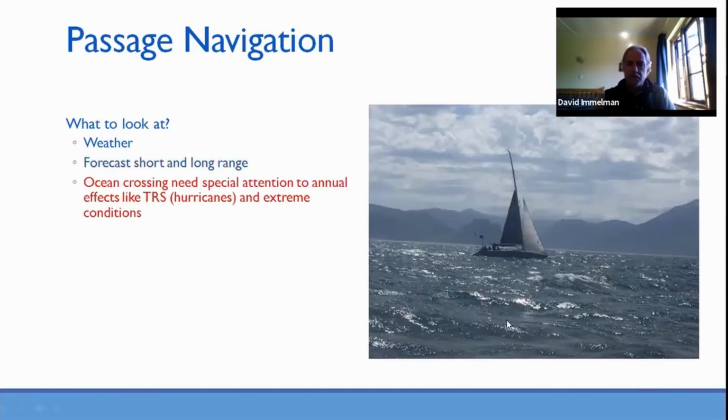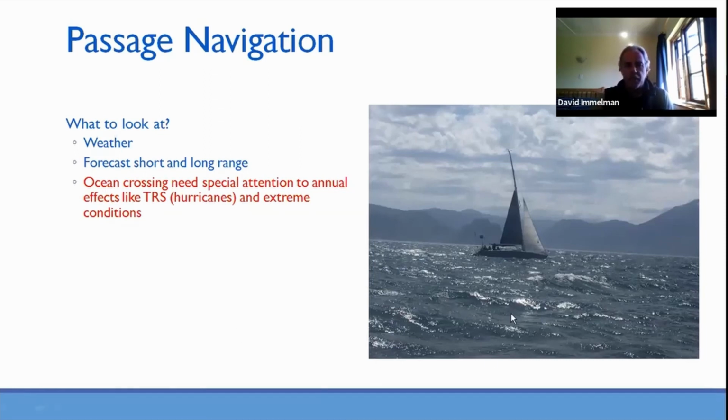With ocean crossings, you need to take special attention to annular effects, like TRSs, which is tropical revolving storms, which are hurricanes, typhoons, tornadoes, things like that, and other extreme conditions. Some of you have seen southerly busters. It's a time of year thing. Hurricanes in the Atlantic are a time of year thing. So you want to make sure you're not going to be doing the Atlantic during hurricane season.